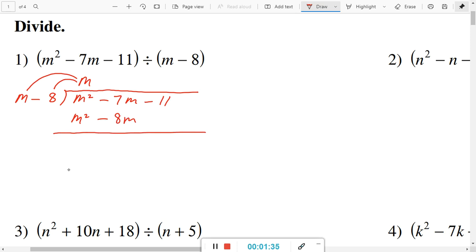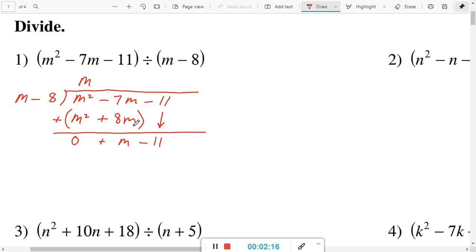Okay, now you want to subtract this whole thing right here, so I'm going to put it in parentheses, and we're going to subtract that whole thing. m squared minus m squared is just 0. And then here we have two negatives. You have to distribute that negative, so that makes it positive. So negative 7m plus 8m is just 1m, or you can say just m. Okay? And then you bring down the next term, negative 11.